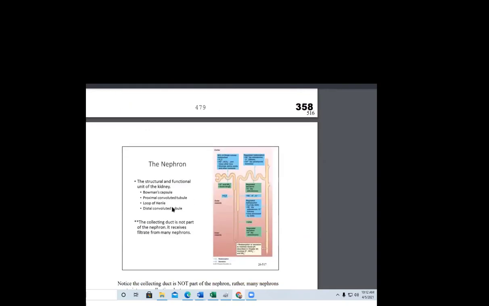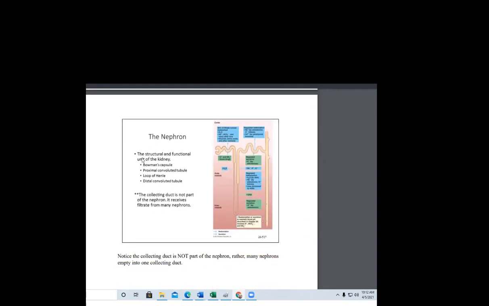So moving on then, the structural and functional unit of the kidney is the nephron. Make sure you highlight and underline that term and this definition because that'll definitely be on the test. So the nephron is just a connection of different tubules within the kidney that has different functions.